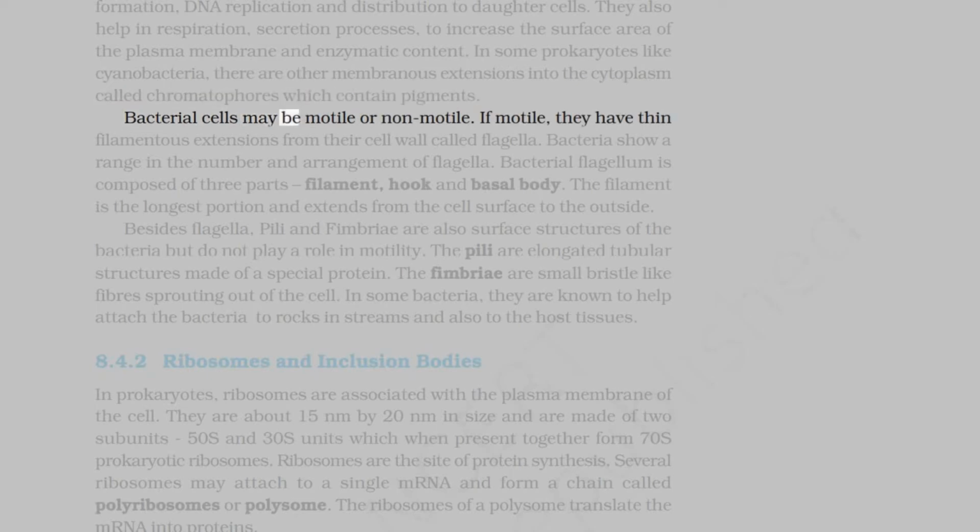Bacterial cells may be motile or non-motile. If motile, they have thin filamentous extensions from their cell wall called flagella. Bacteria show a range in the number and arrangement of flagella. Bacterial flagellum is composed of three parts: filament, hook and basal body. The filament is the longest portion and extends from the cell surface to the outside.